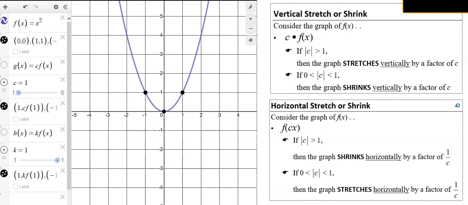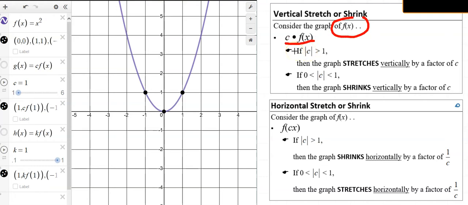Hi guys, today we're going to continue talking about transformations of the graph. To be more specific, we are going to focus on vertical stretch and shrink and then follow it with horizontal stretch or shrink. So let's just say we are considering the graph of f of x. It doesn't matter which of the six basic functions we're looking at, we just have some random function. And then we are asked to graph this transformation of the form c times f of x.